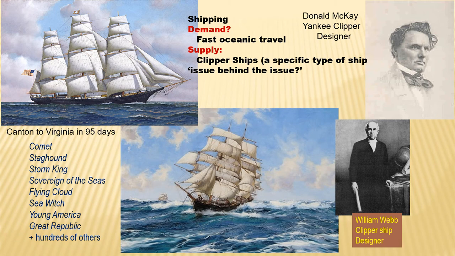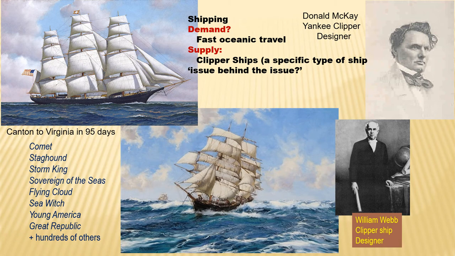Our target is really China. We've been trying to get to China this whole time. I've talked about that many, many times. We're still trying to get to China. And so one of these ships, the Flying Cloud, as it turns out, I have it on the slide there, went from Canton, which is in China. It's on the coast of China, all the way to Virginia, and they made that in 95 days.